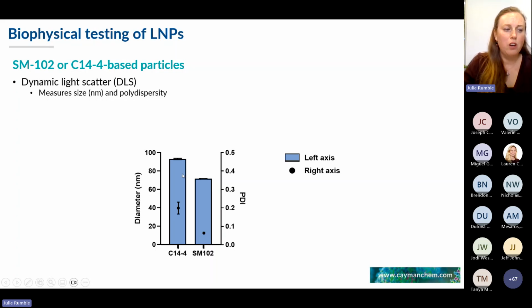The typical upper range of tolerability for LNPs is around 150 to 200 nanometers, although it depends on the application. These particular LNPs are falling around 70 and 90 nanometers, respectively, which is reasonable for these formulations. PDI, or polydispersity index, which is shown on the right and in the points on the graph, is a measure of the range of sizes of the population. 0.2 to 0.3 is often cited as the upper limit of tolerability, and both of these LNPs fall at or below that value.